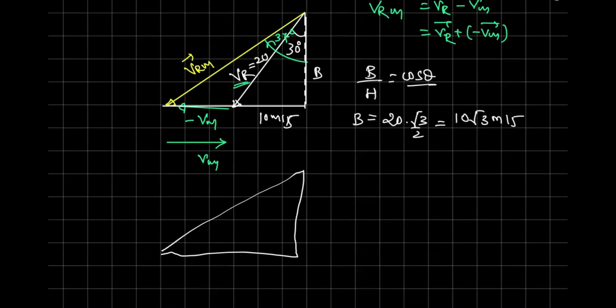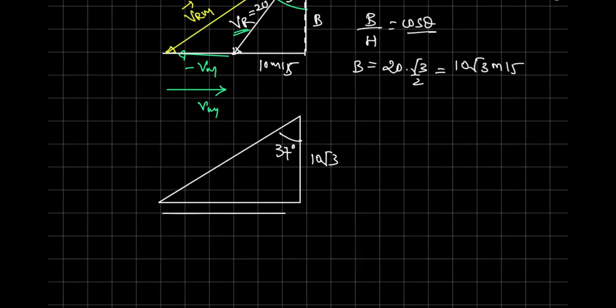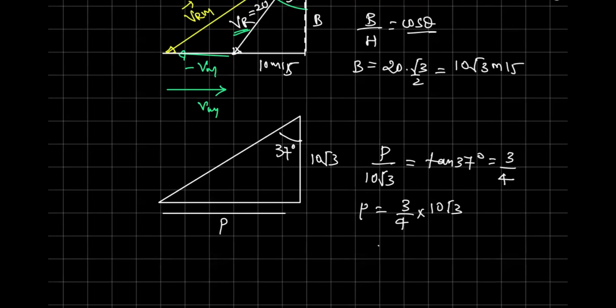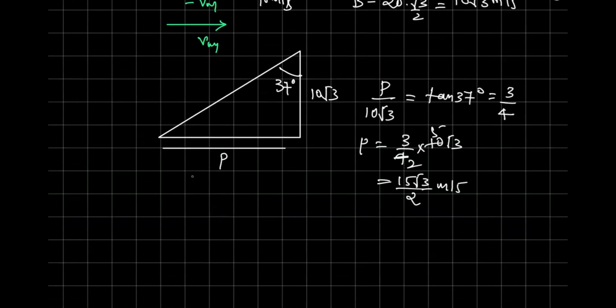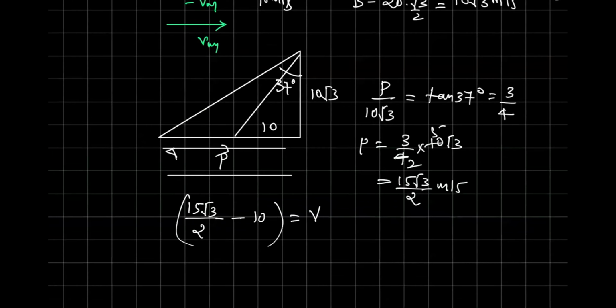Now I will take this triangle. This angle is 37 degree. You know this value is 10 root 3. So this value I can easily figure out. Let's assume this angle is 37, so this is my perpendicular. Perpendicular upon base is equal to tan 37 degree, that is nothing but 3 by 4. So you'll get P equal to 3 by 4 into 10 root 3, or 15 root 3 by 2 meter per second. So this total value is 15 root 3 by 2, right? And we know this value is 10, so we have to find this value actually. What we can do is 15 root 3 by 2 minus 10. So this is going to be your velocity of man.